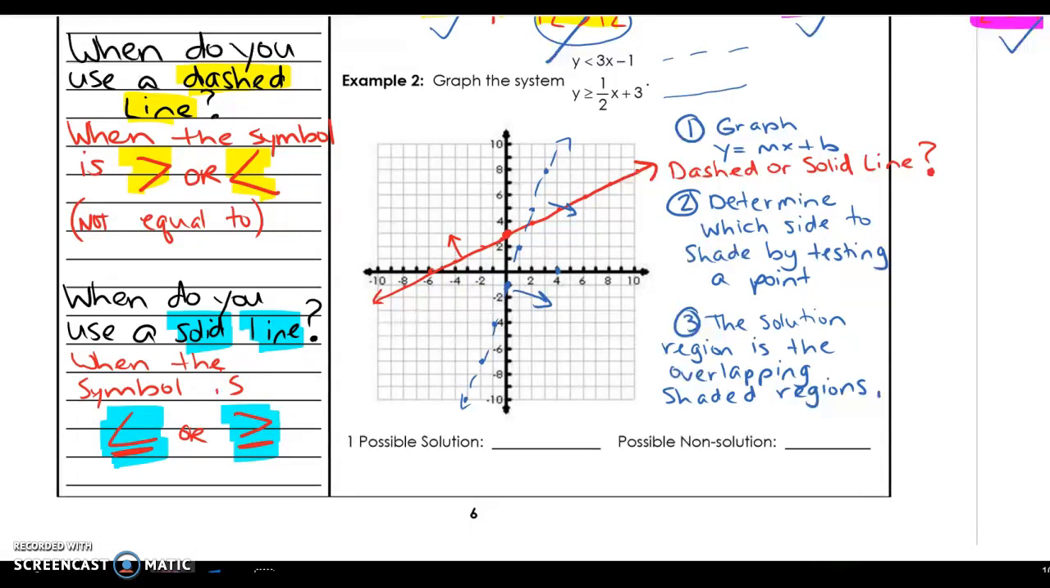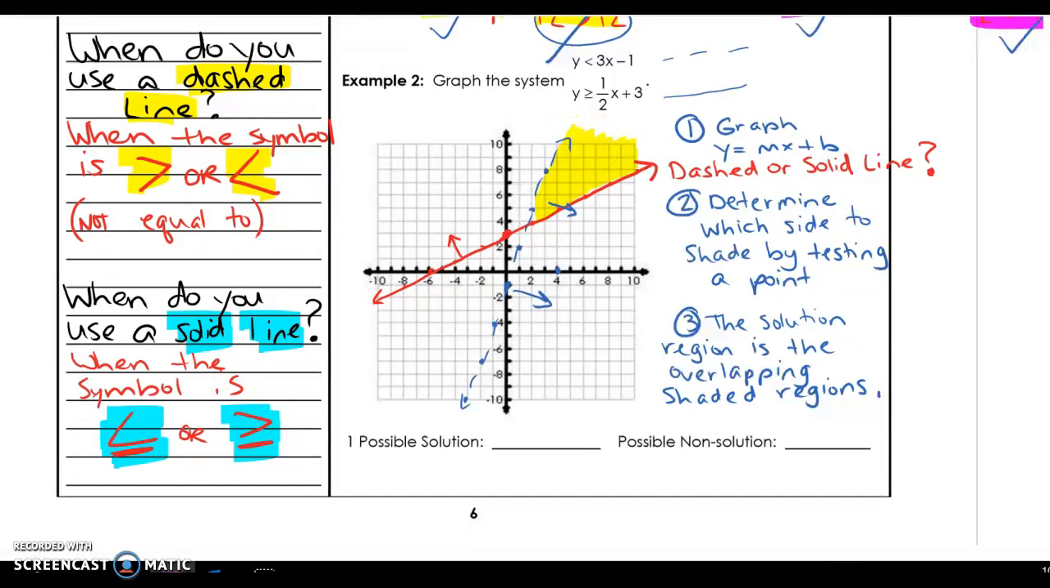So where would the two solution regions overlap? If we shade all the way over here, this whole side of the graph would be shaded for the blue line, but only this part would be shaded above for the red line. So the solution region lies in between, above the red line and below the blue line. Points on the red line are solutions. Points on the dashed blue line are not solutions.